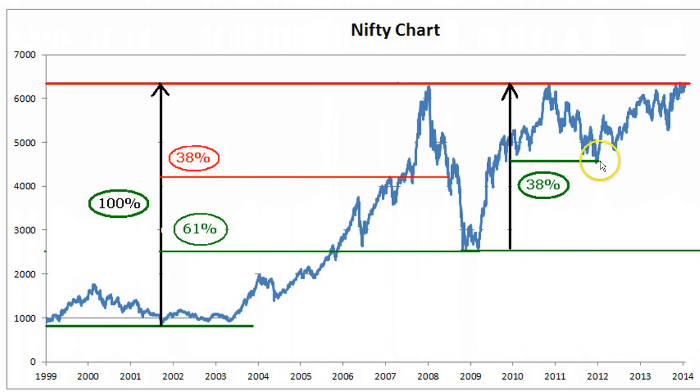So again it retraced 38%, and now we are again into a new bull rally. And this time when we are hitting 6000, actually our Nifty PE is close to only 17 or 18. So there's a lot of steam that is left before we hit the next peak, which is why I predict the next peak to be close to 9000 to 10,000 levels. So these are all indicators that I use from a long-term investor perspective.